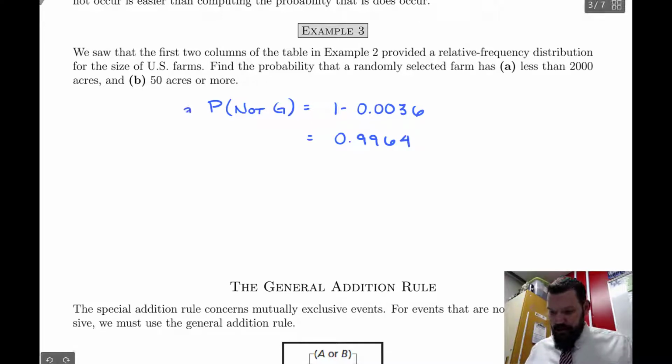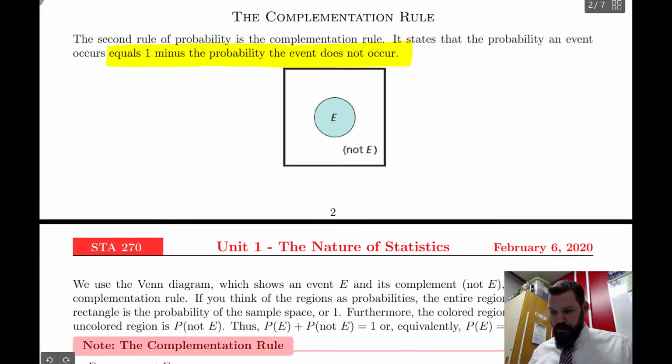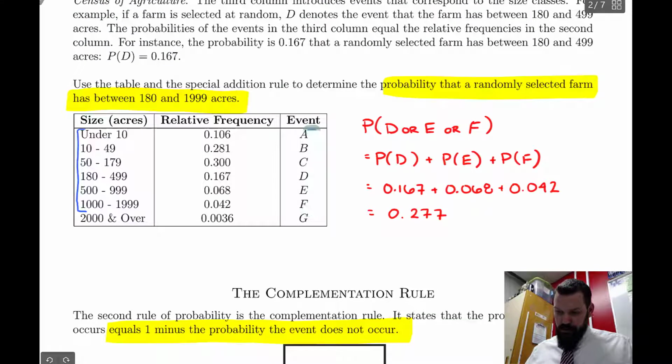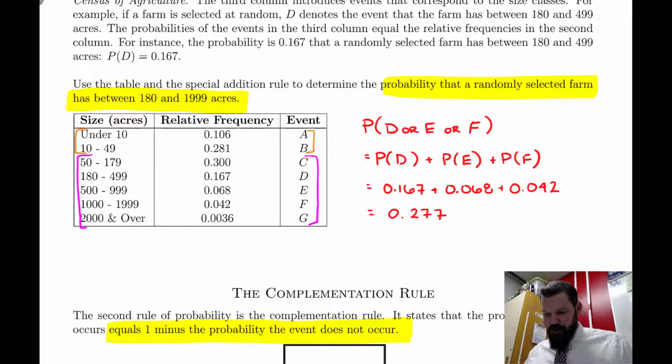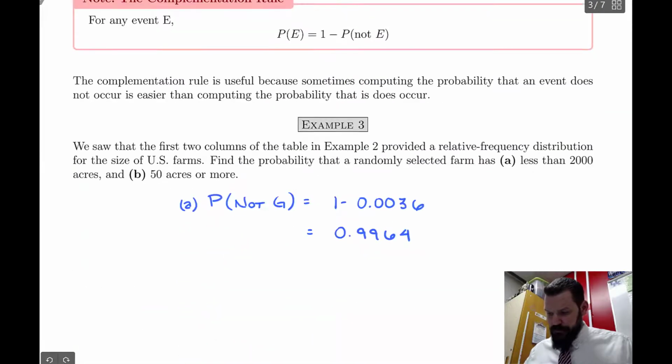That's part A. For part B, it wants to know what's the probability that a selected farm has 50 acres or more. So back to our table. 50 acres or more is the last 5 rows of the table. So rather than adding 5 values together and coming up with the probability, we could simply add the 2 values that do not fall in that category and subtract it from 1. So it's 0.106 and 0.281.